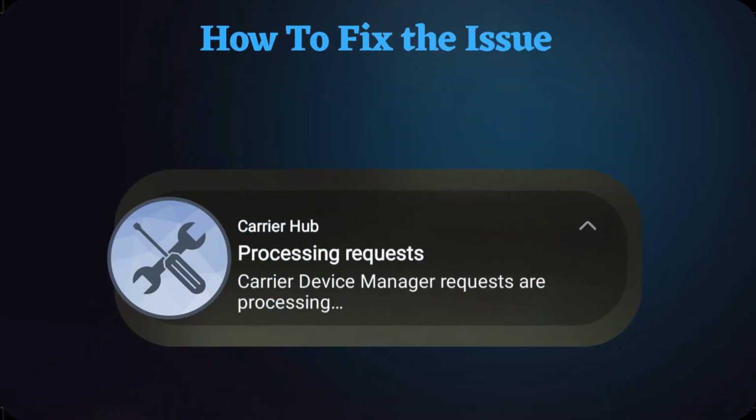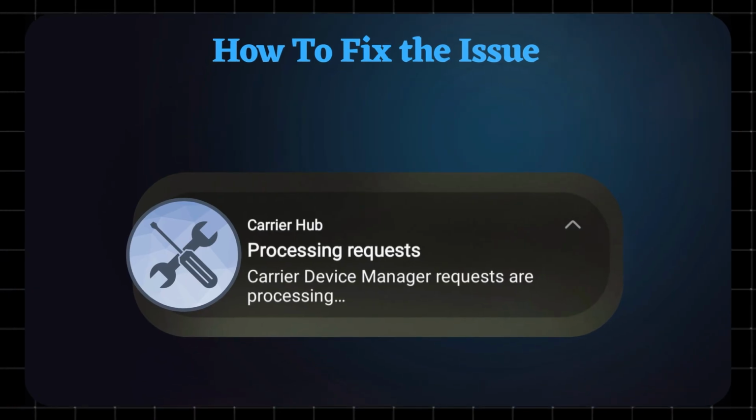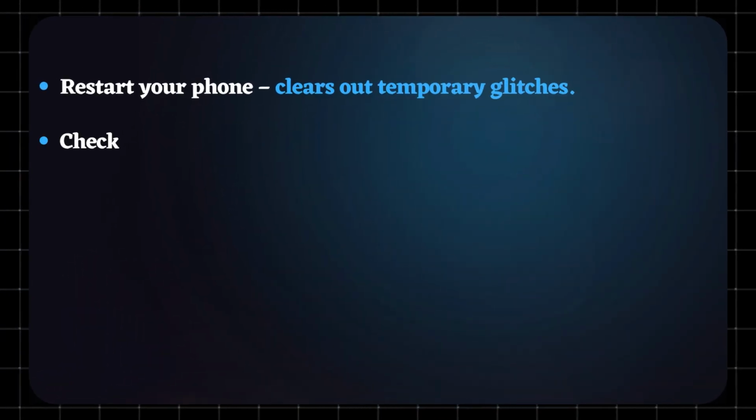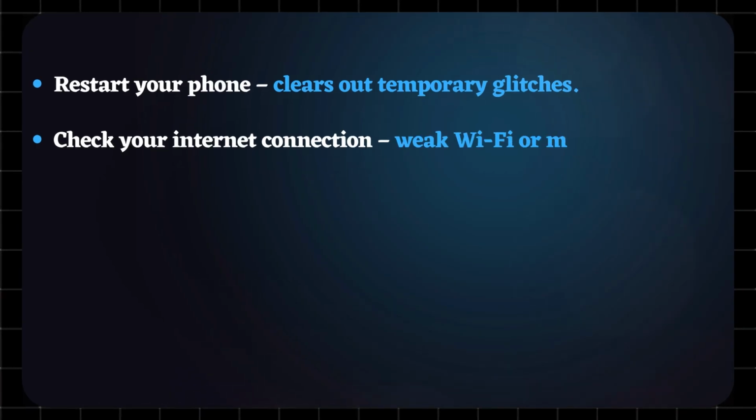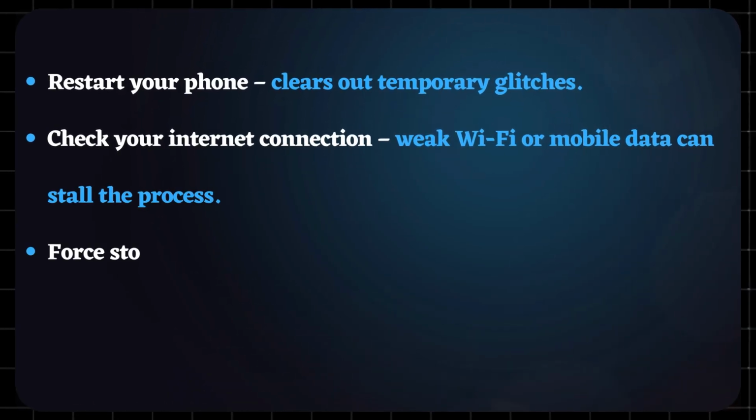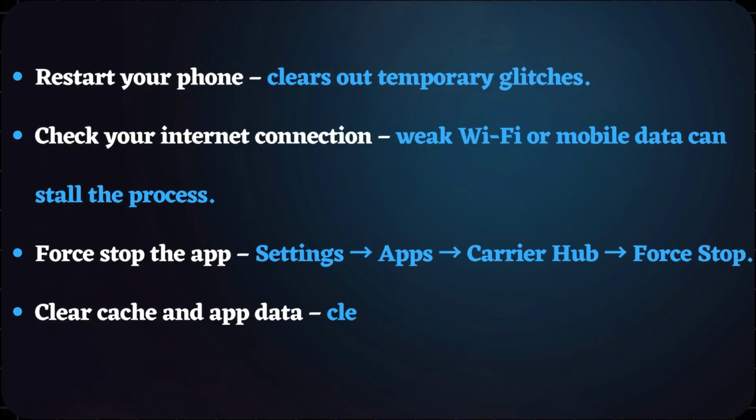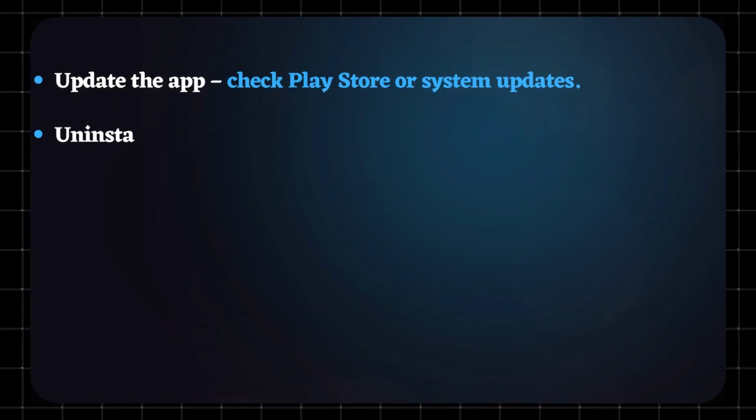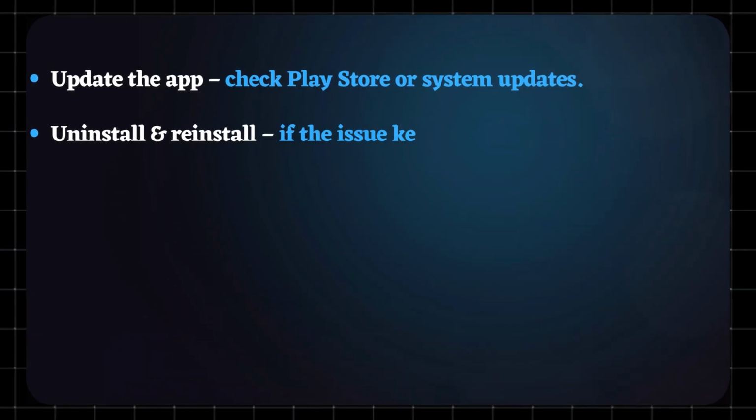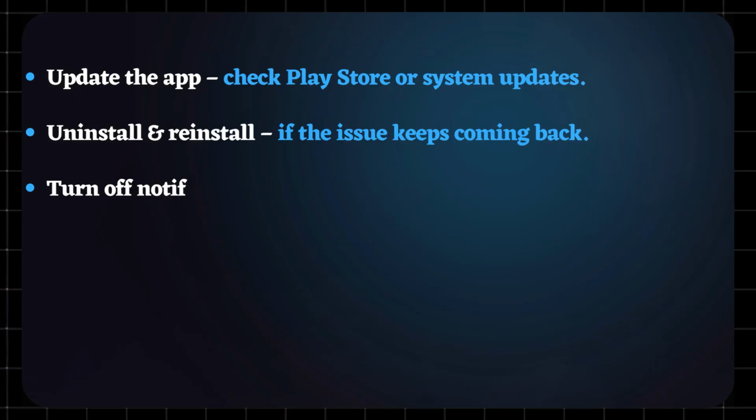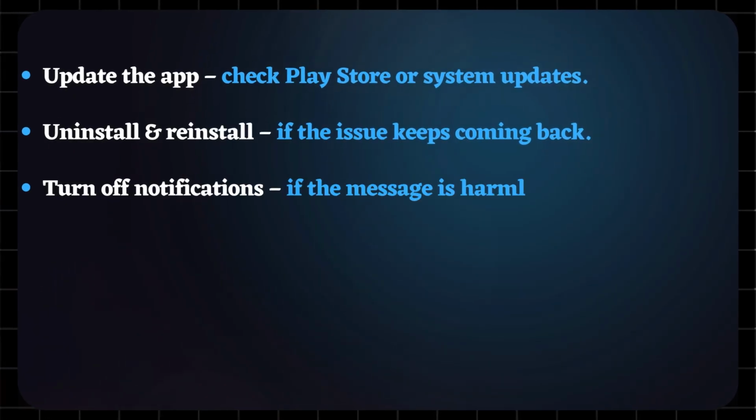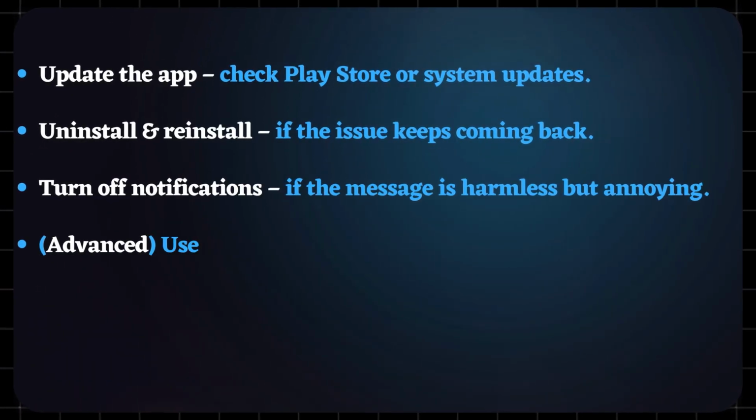How to fix the issue? Here are some quick fixes that actually work. Restart your phone: it clears out temporary glitches. Check your internet connection: weak Wi-Fi or mobile data can stall the process. Force stop the app, and clear cache and app data: it clears corrupted files. Update the app: check the Play Store or system updates. Uninstall and reinstall if the issue keeps coming back. Turn off notifications if the message is harmless but annoying.